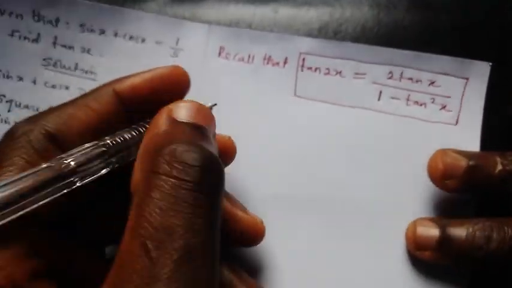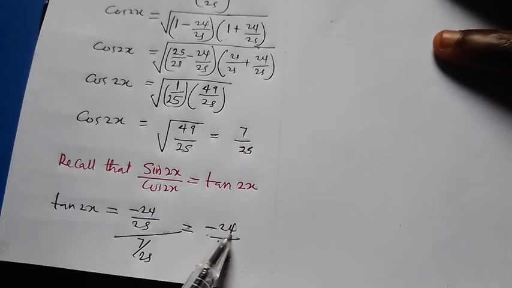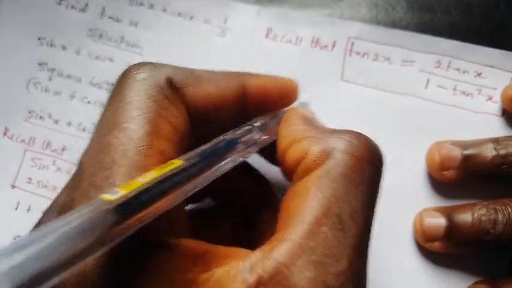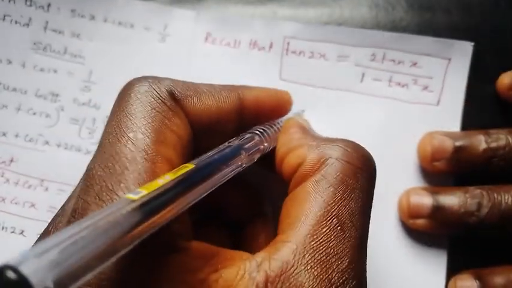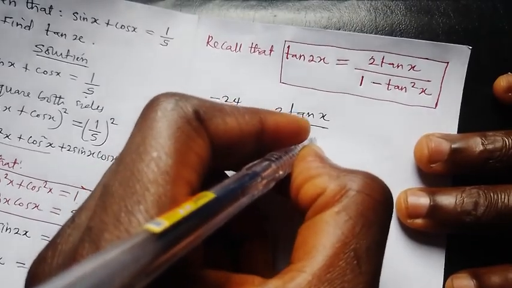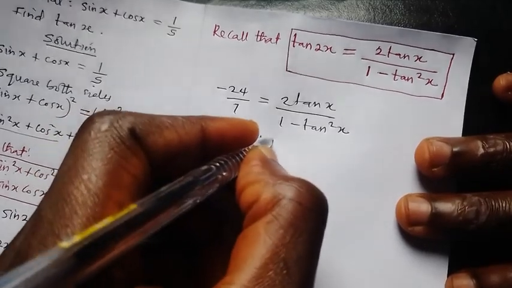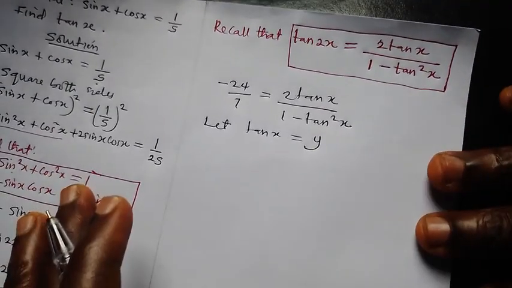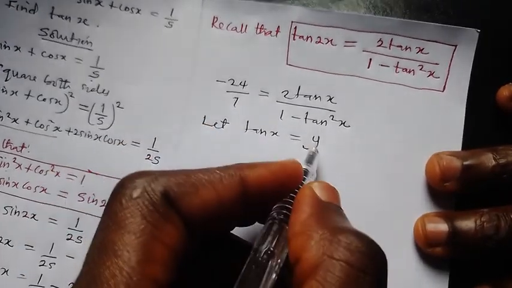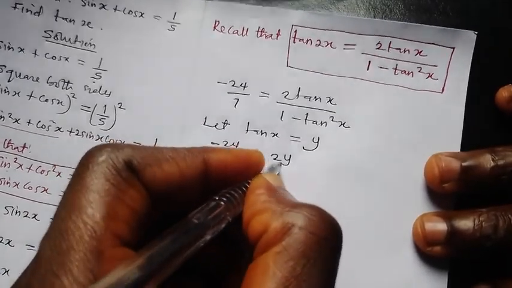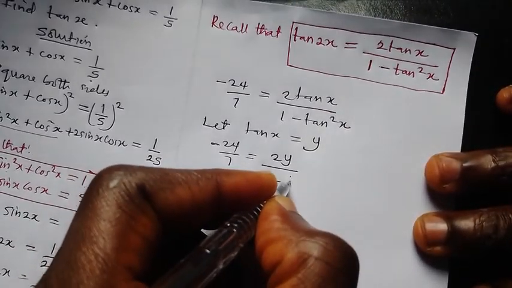Now what is our tan 2x? Tan 2x has been obtained up here as minus 24 over 7. So let's just bring that here. So we have minus 24 over 7 equals 2 tan x over 1 minus tan squared x. Let's just say, let tan x be y, so that instead of repeating tan x every time, we have minus 24 over 7 equals 2y over 1 minus y squared.